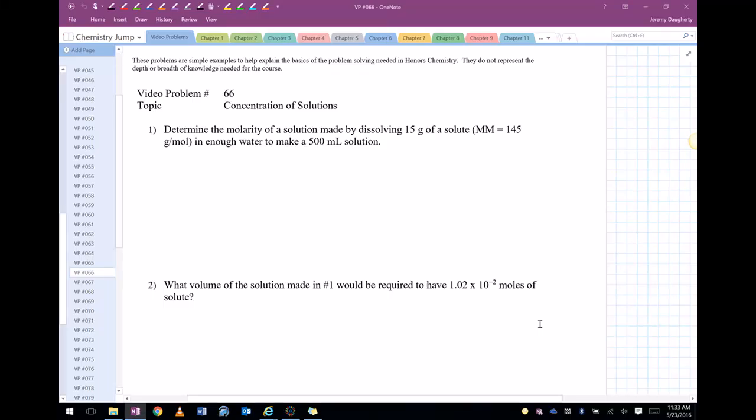Video problem 66, concentration of solutions. So here we're dealing with mainly molarity, and molarity is equal to moles divided by total volume of solution.